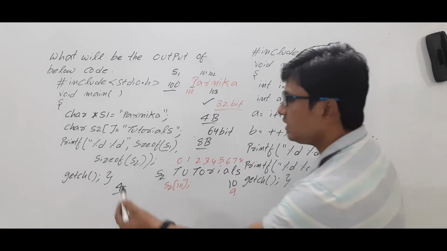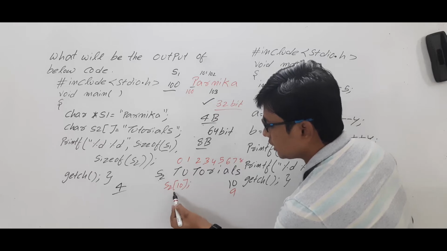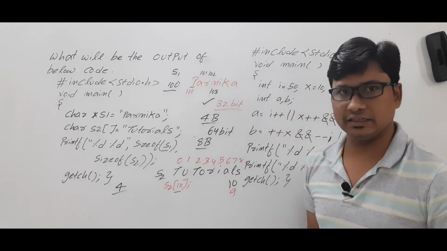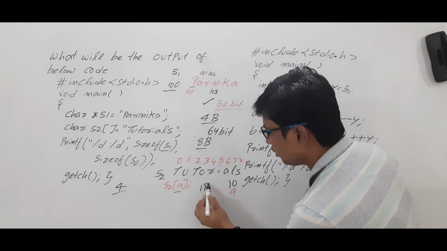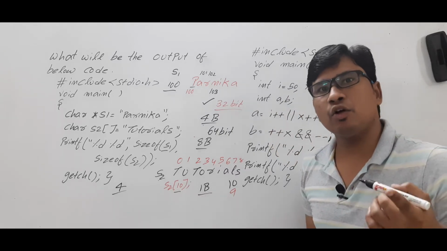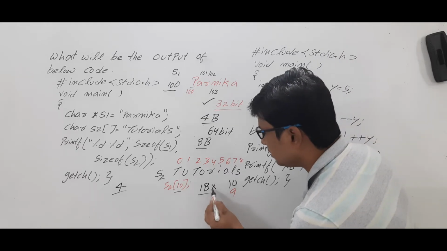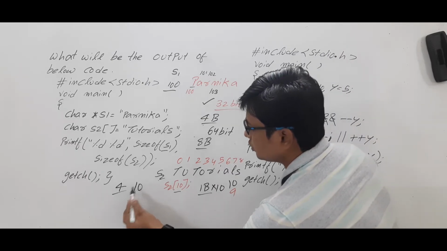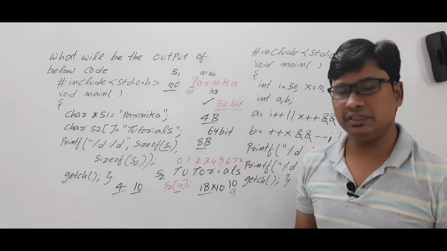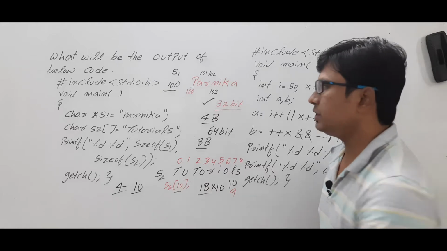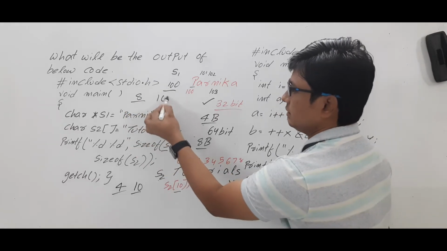Is it clear? Now here what you are writing is size of S2. Now this S2 can store 10 characters, and you know that one character will occupy 1 byte of memory. If one character occupies 1 byte, 10 such characters will occupy 10 bytes. So this will give you 4 and 10 if you are running this on a 32-bit machine. If you are running on a 64-bit machine, then it will give you the output as 8 and 10.